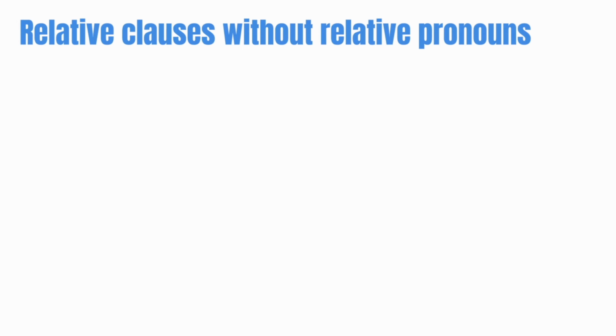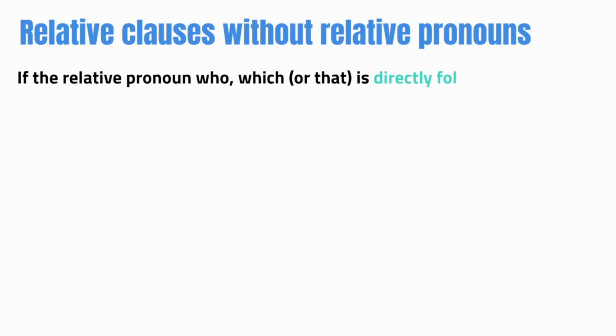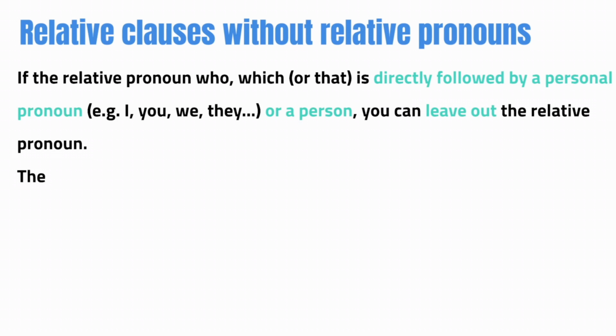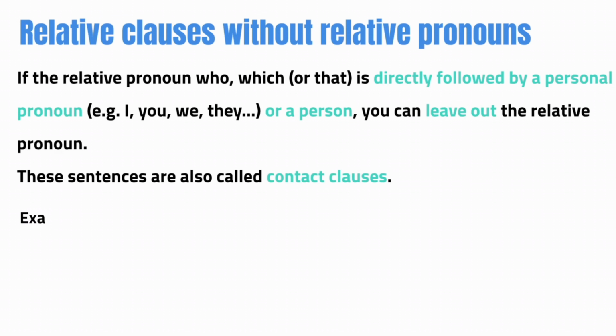Relative clauses without relative pronouns. So there are cases and times when you can leave out the relative pronoun. And that sounds also great. And what cases and times there are, we will see in a few seconds. If the relative pronoun who, which, or that is directly followed by a personal pronoun, for example, I, you, we, they, or a person, you can leave out the relative pronoun. These sentences are also called contact clauses.